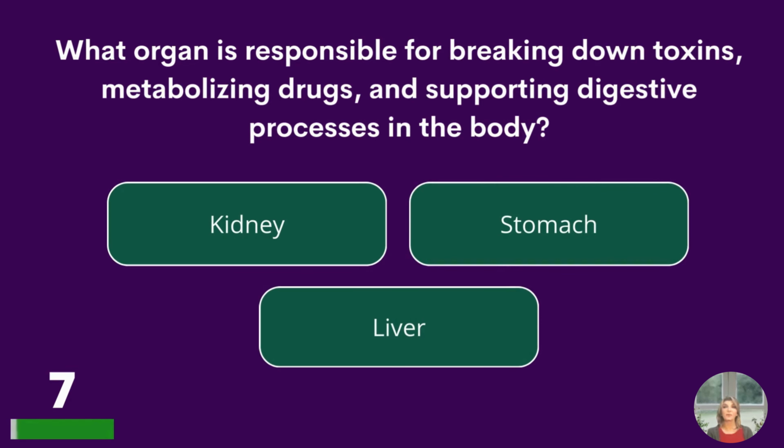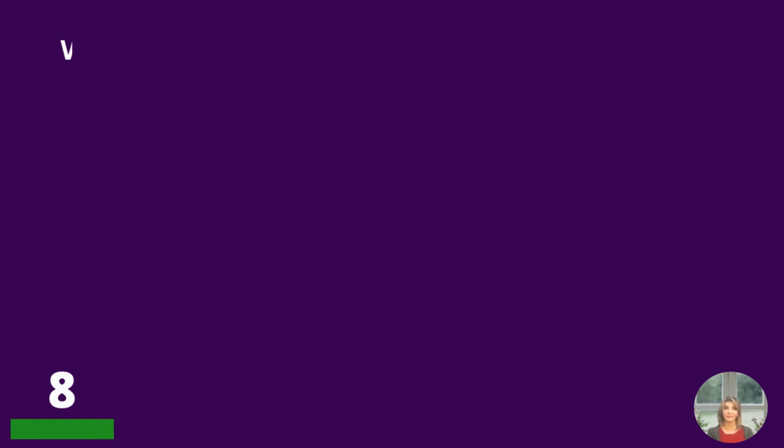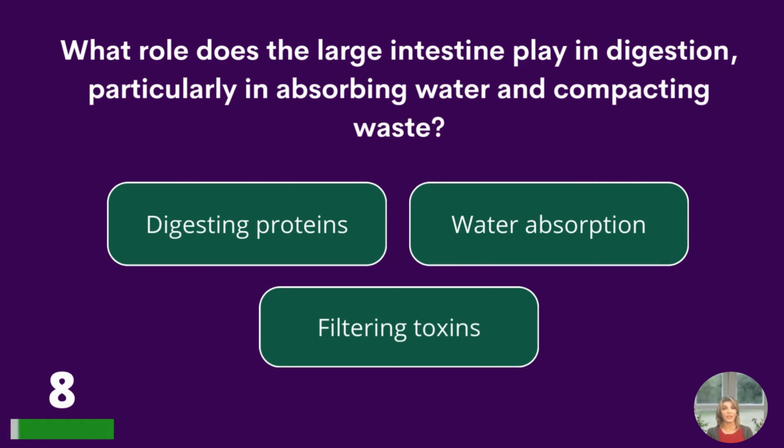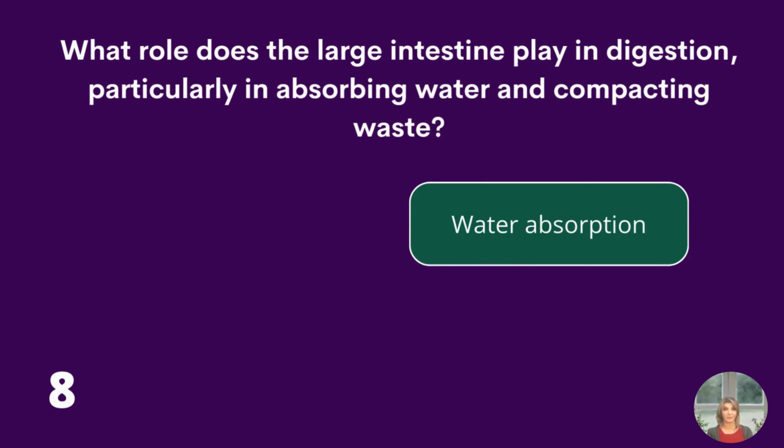What organ is responsible for breaking down toxins, metabolizing drugs, and supporting digestive processes in the body? The liver. What role does the large intestine play in digestion, particularly in absorbing water and compacting waste? Water absorption.